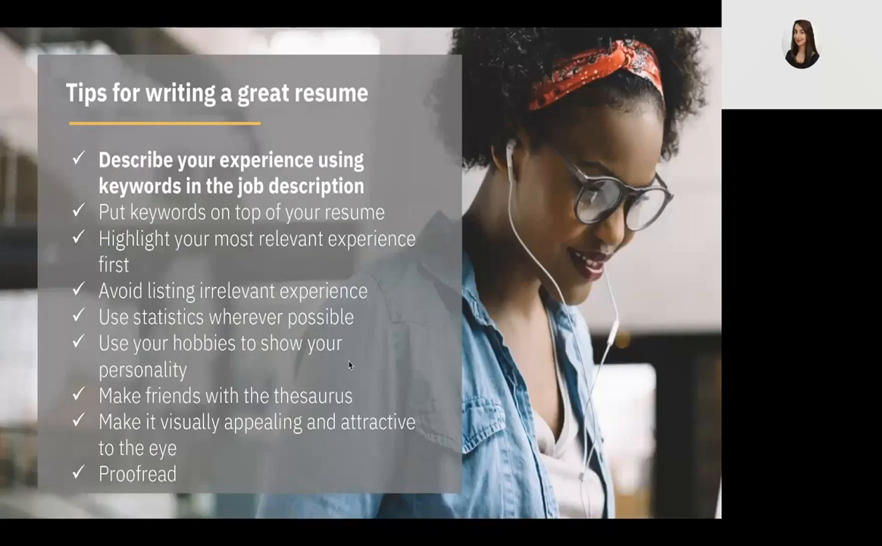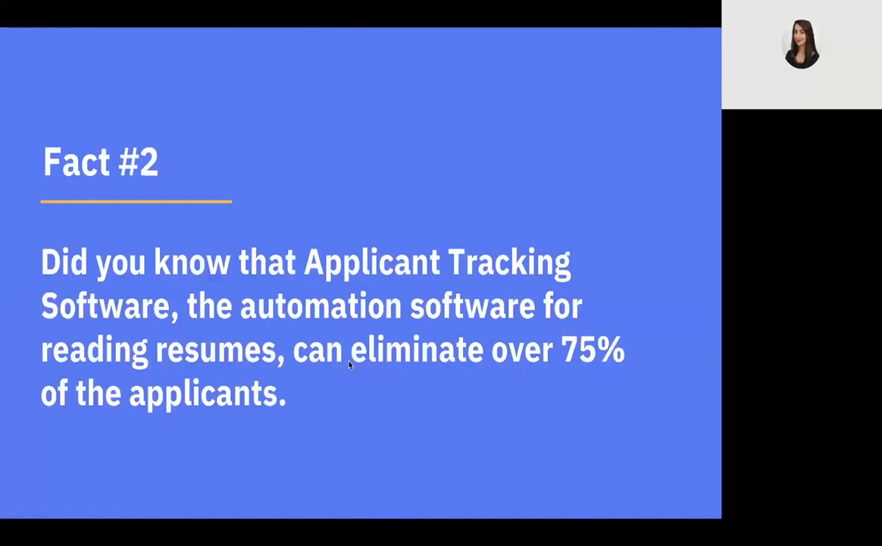So one of the first things is you need to describe your experience using keywords from the job description that you are applying to. Now, keywords are a tool. Keywords are basically the key that can help recruiters find candidates relevant to a position. Now, here's an interesting fact, okay? Over 75% of the candidates get eliminated by the applicant tracking software.